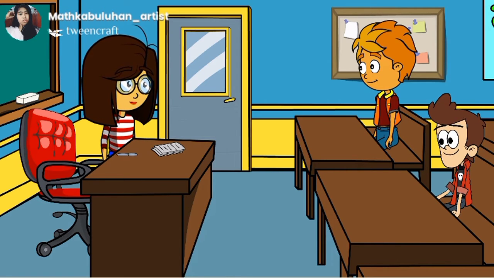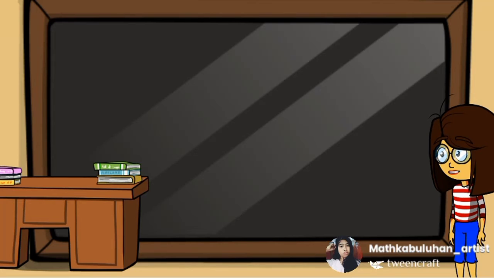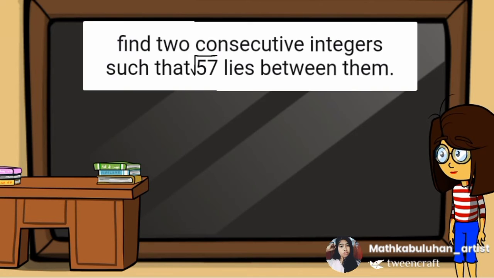So now, I will discuss how to solve surds by estimating the answer. Okay, Mom. So now let's have an example on how to estimate a surd. The question is, find two consecutive integers such that the square root of 57 lies between them. So now let's find the numbers that the square root of 57 lies between.